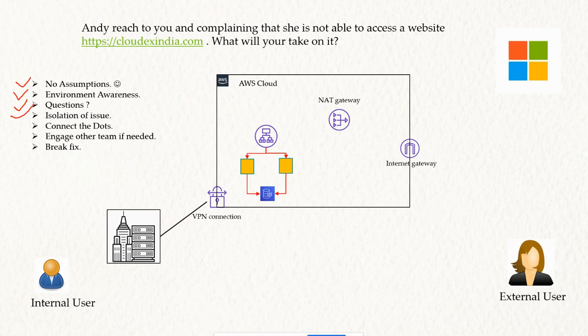From where are you accessing this application? From the on-premises network, VPN, or an external network? She said, I'm an external user, I'm trying to access it from the external network. Okay. So I'm in the corporate network, let me try to access it. Well, you tried, but you are also not able to access cloudxindia.com.